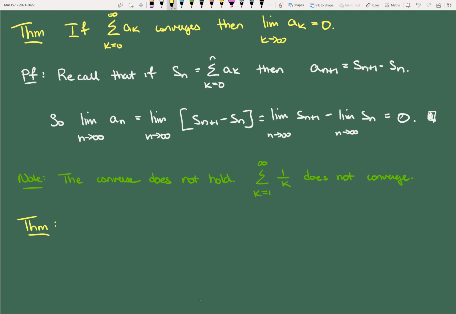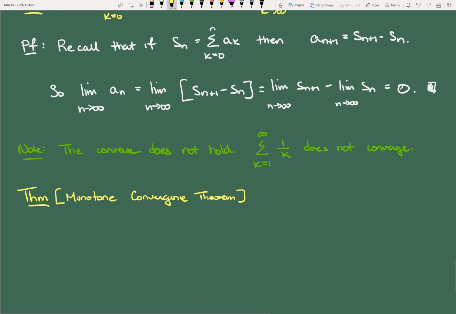But okay, here's another theorem. This is basically the monotone convergence theorem. Now, this isn't a standard name. So if you searched for the monotone convergence theorem for series, you wouldn't find anything. But it is the monotone convergence theorem. And let me show it to you.